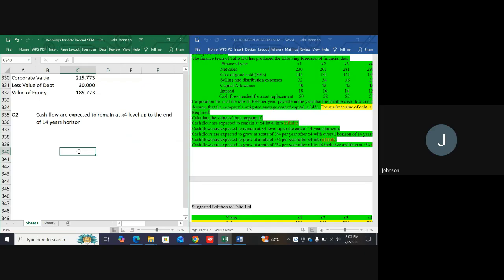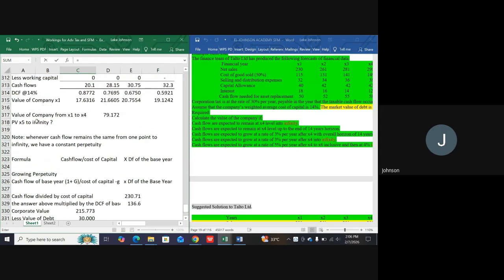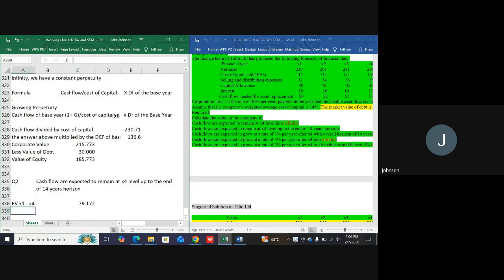So this is what we're going to do now. Because cash flow is going to remain constant from X4 to whatever, we first say that our present value of X1 to X4 has given us this value. So we say equal to, hold on, what is our answer for X1 to X4? Because of this, we already have this already.